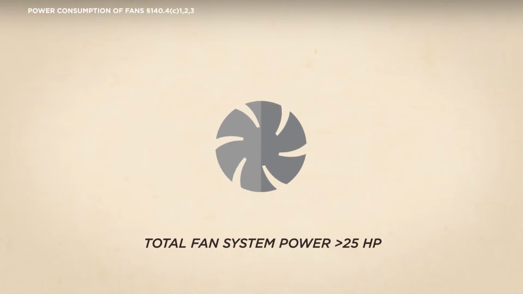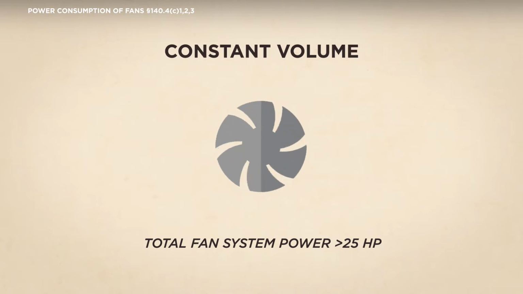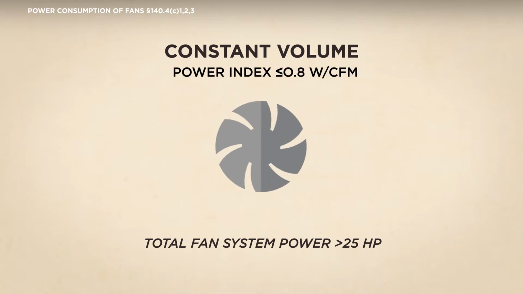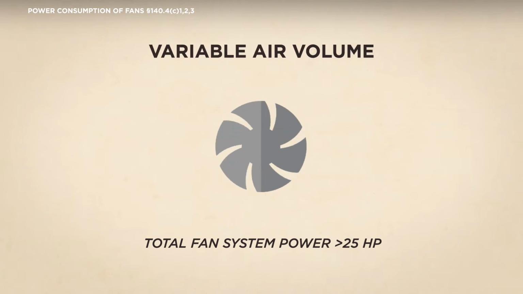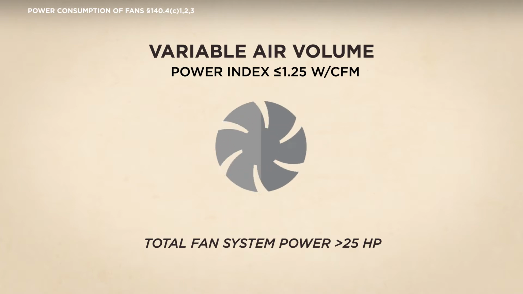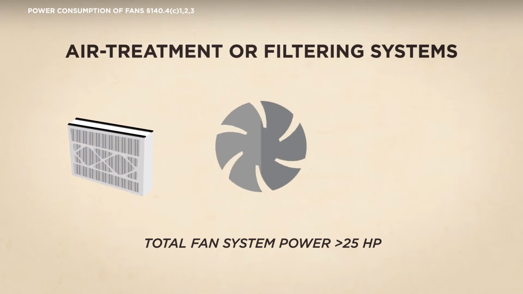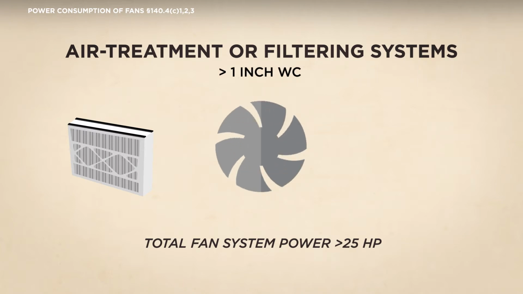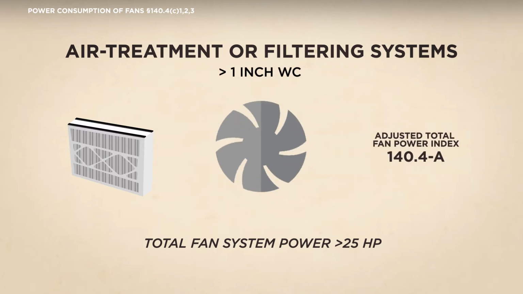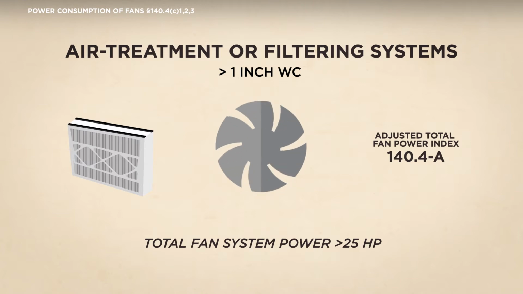If the total fan system power for a single space conditioning system or air handler exceeds 25 horsepower, the following requirements must be met. 1. For constant volume fan systems, the total fan power index must not exceed 0.8 watts per CFM of supply air. 2. For variable air volume systems, the total fan power index must not exceed 1.25 watts per CFM of supply air. 3. For air treatment or filtering systems with a final pressure drop of more than 1-inch water column, the adjusted total fan power index must be calculated using the Energy Standards equation 140.4-A.